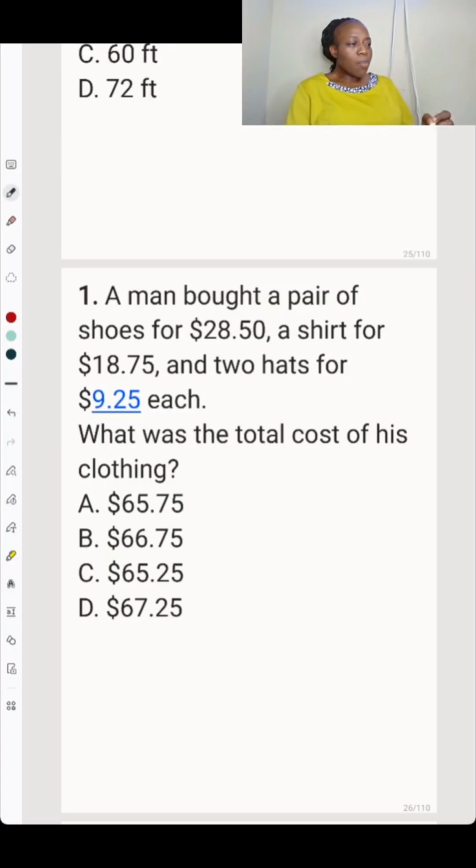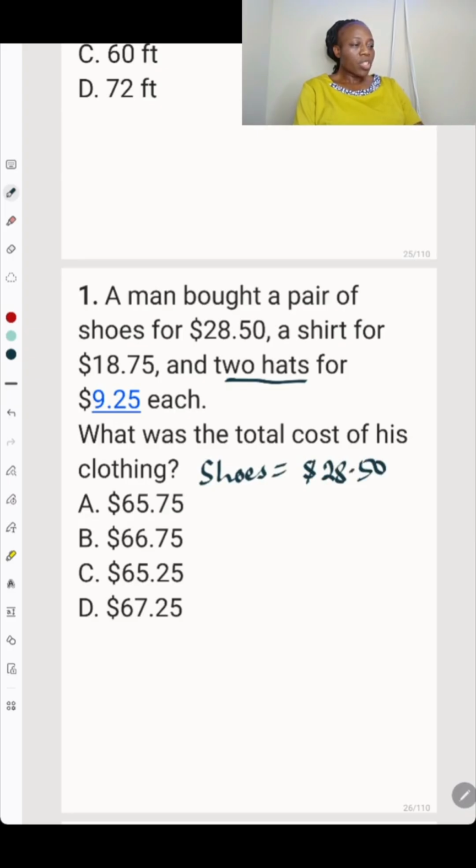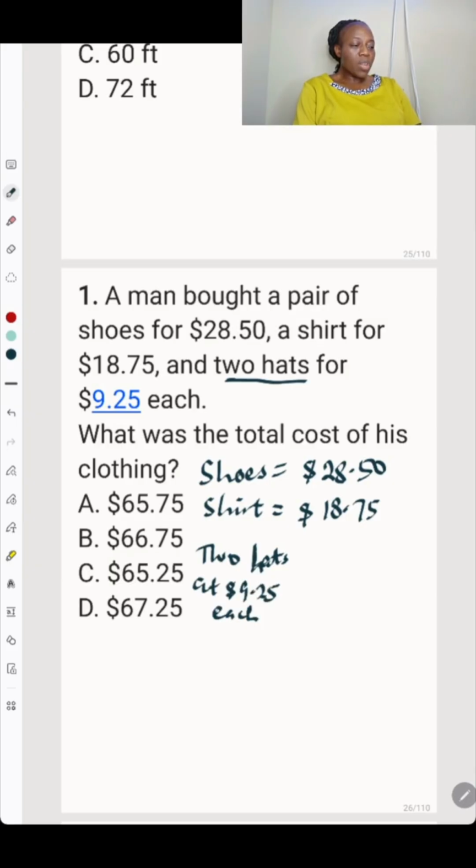Let's work on this. A man bought a pair of shoes for $28.50, a shirt for $18.75, and 2 hats for $9.25 each. So that means we are having shoes, $28.5, shirts, 18.75, then 2 hats, $9.25 each. So what will be the total for this?